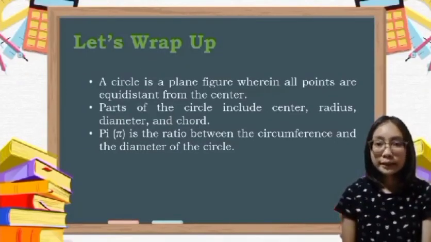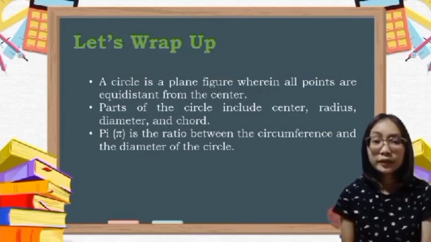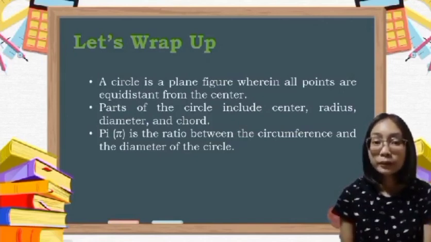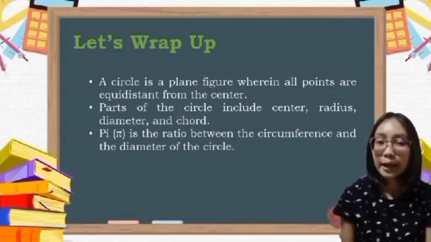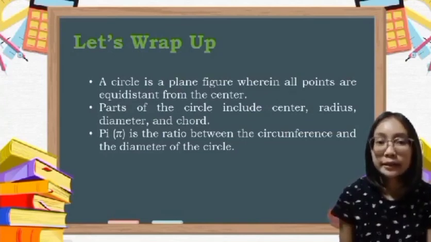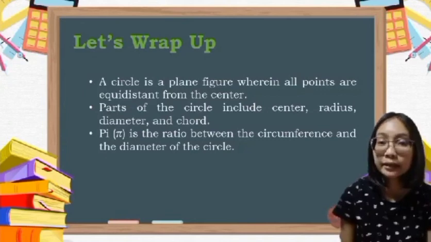Now, let's wrap up. A circle is a plane figure wherein all points are equidistant from the center. Parts of the circle include center, radius, diameter, and chord. Pi is the ratio between the circumference and the diameter of the circle.